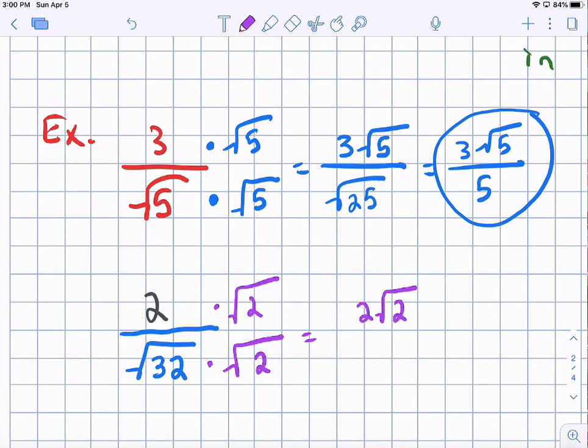I'm just going to put them next to each other. And remember, I cannot multiply those two together. I should have said this before. I cannot take 2 times the square root of 2. Those two, and the reason I can't is because those two things are not like terms. One is underneath the radical symbol and one is not.